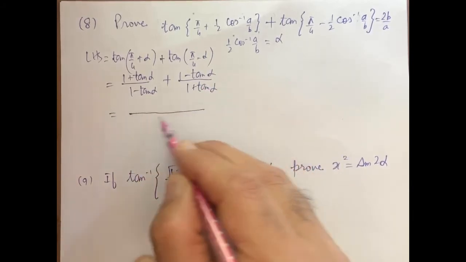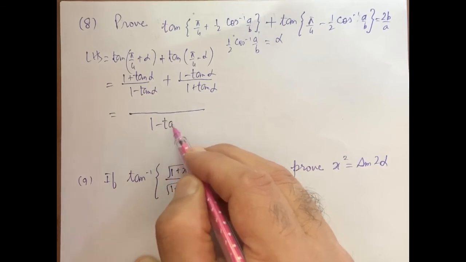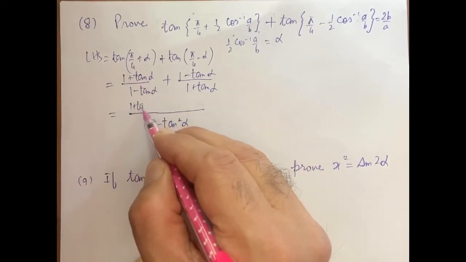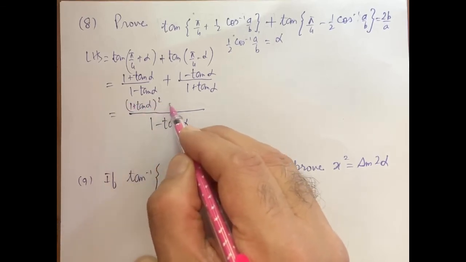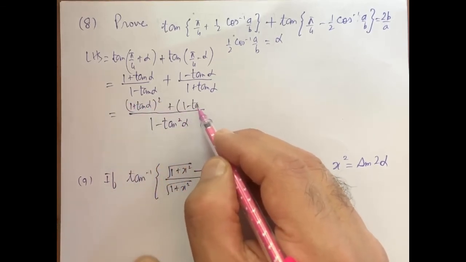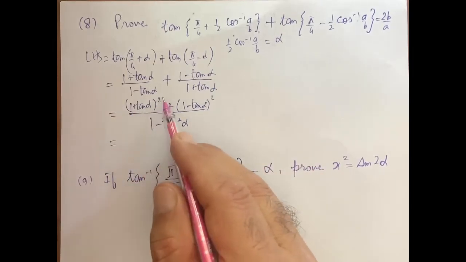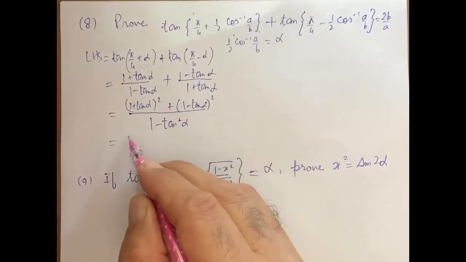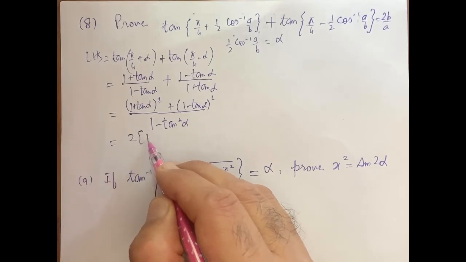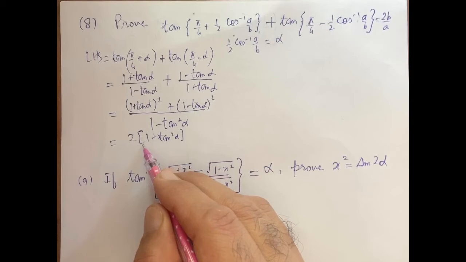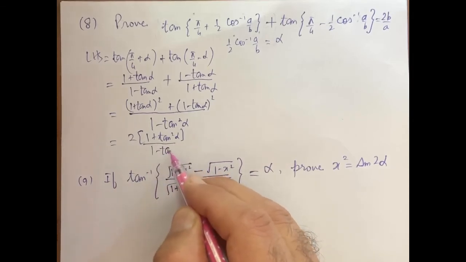This is 1 minus tan square of alpha. Upon, 1 plus tan of alpha whole square, and 1 minus tan of alpha whole square. a plus b whole square plus a minus b whole square is 2 times a square plus b square. So 1 plus tan square of alpha, upon 1 minus tan square of alpha.